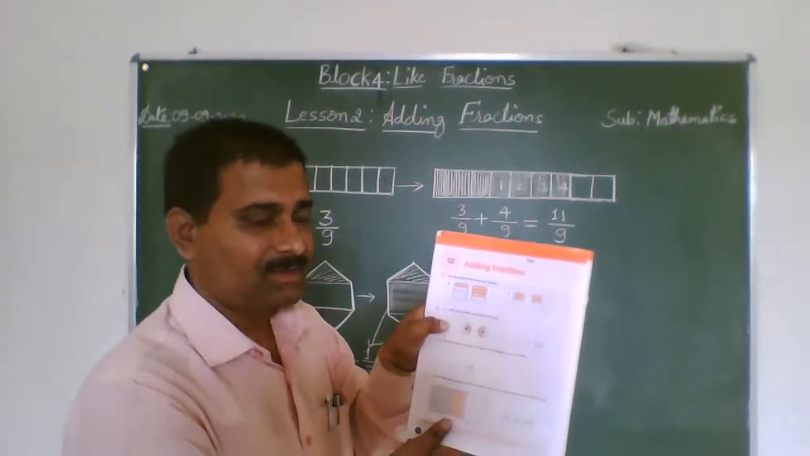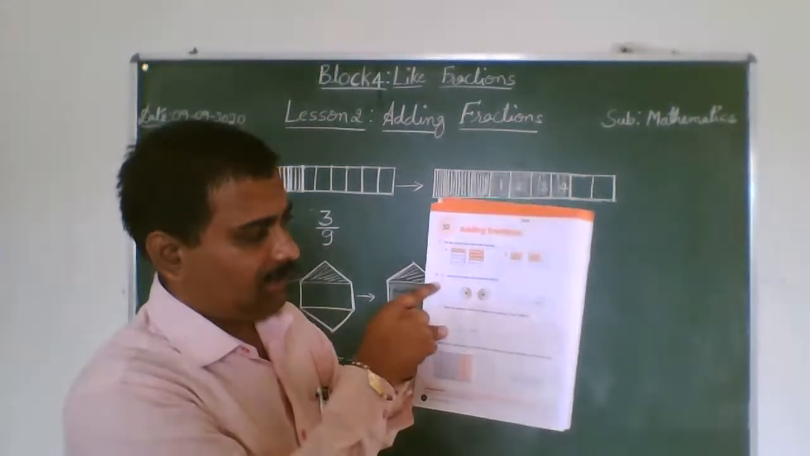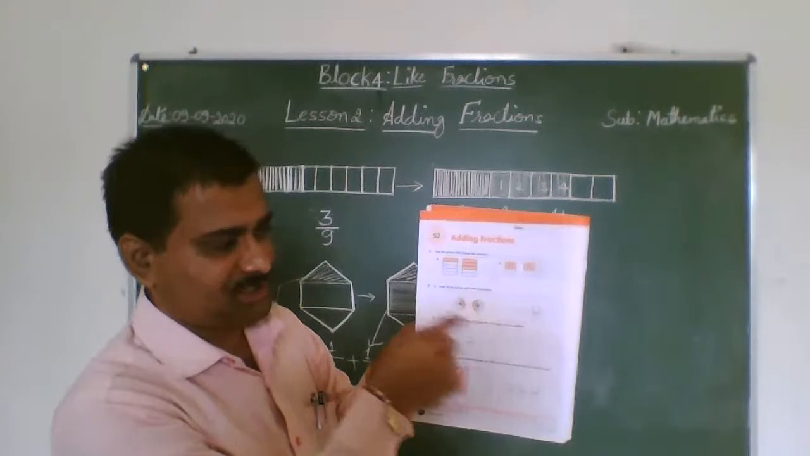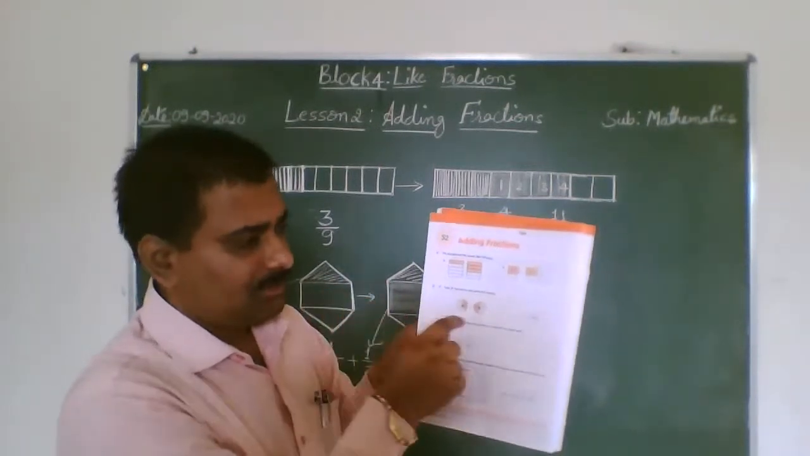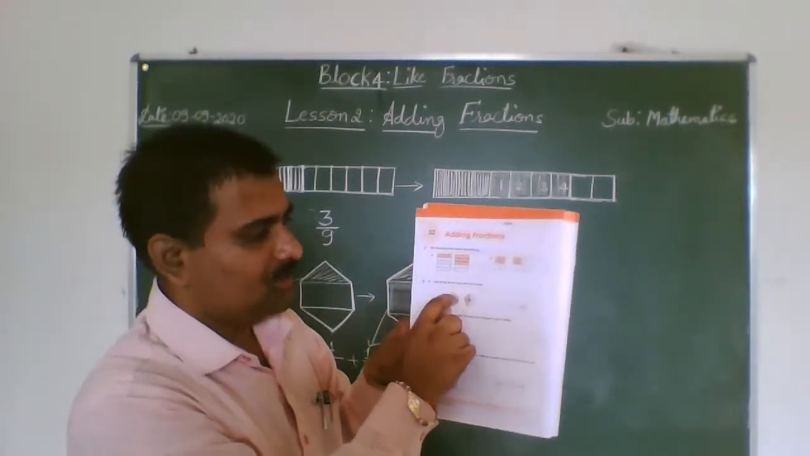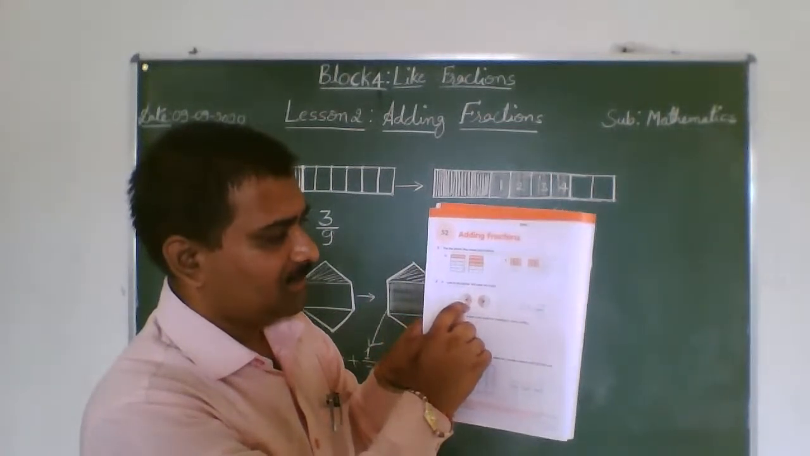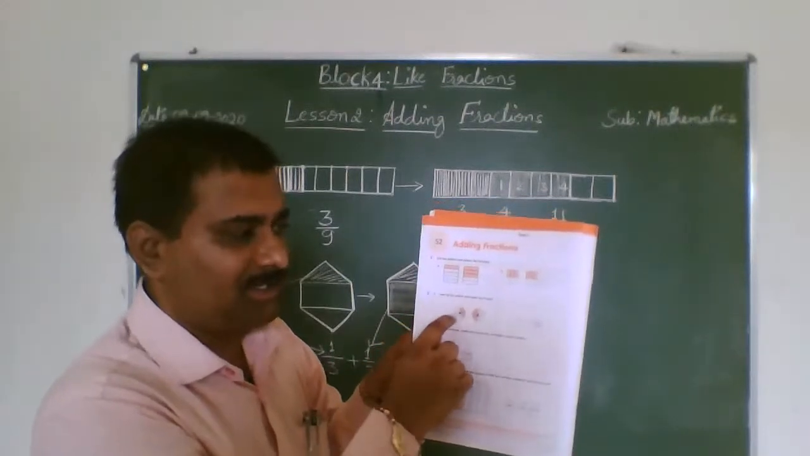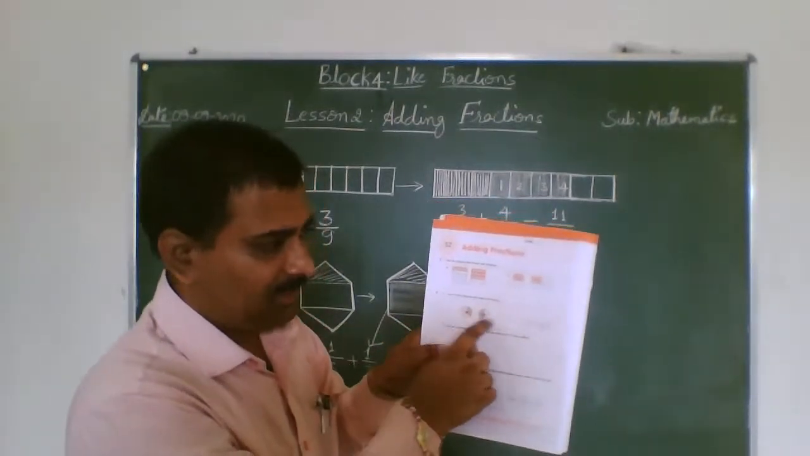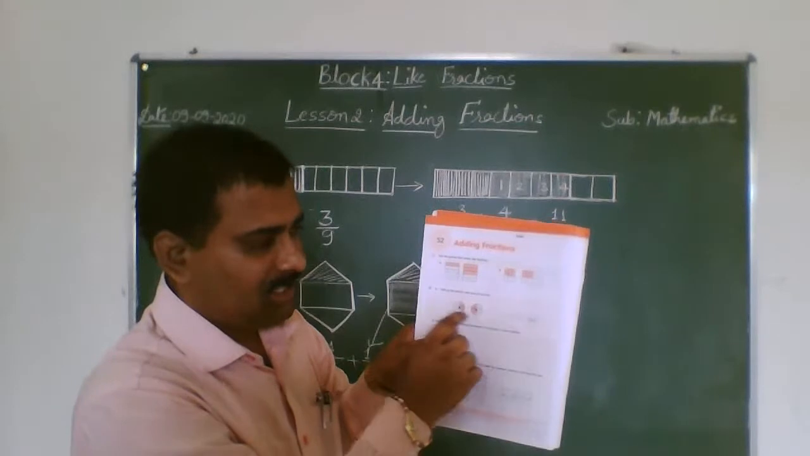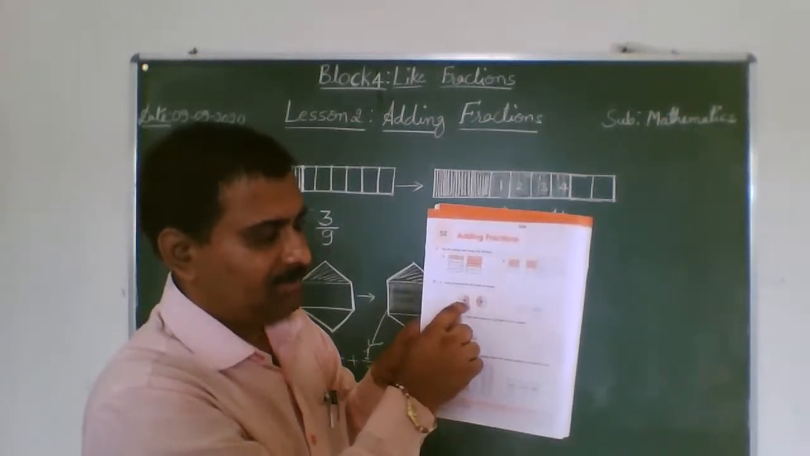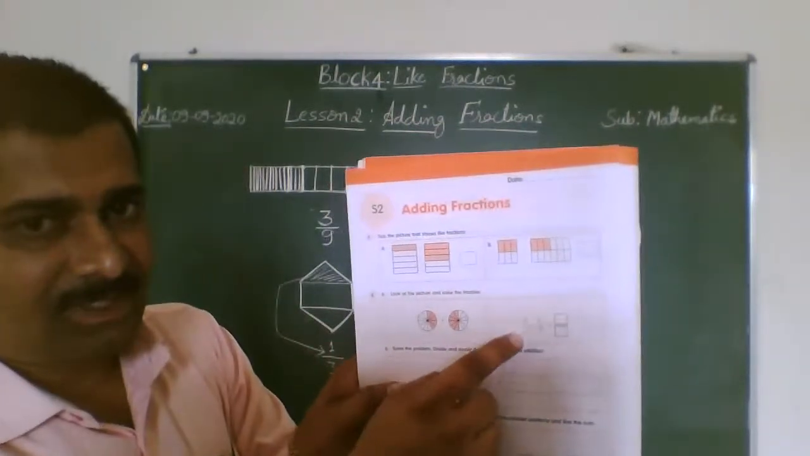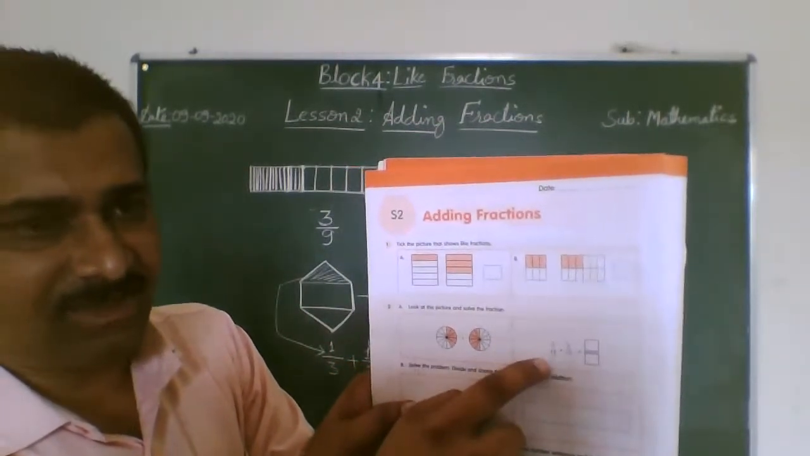Right? Okay, now second A. Look at the picture and solve the fraction. Just now we are done. Here total 1, 2, 3, 4, 5, 6, 7, 8, 9, 10, 11, 12 parts. This circle is divided into 12 parts. Out of 12 parts, 5 parts are shaded. That is 5 by 12.